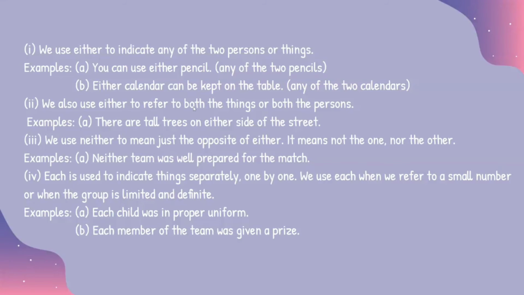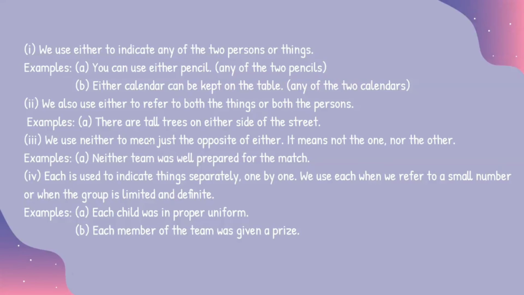We also use either to refer to both the things or both the persons. Like, there are tall trees on either side of the street, meaning on both sides of the street. Trees are on both sides of the street, so I am using either side of the street.